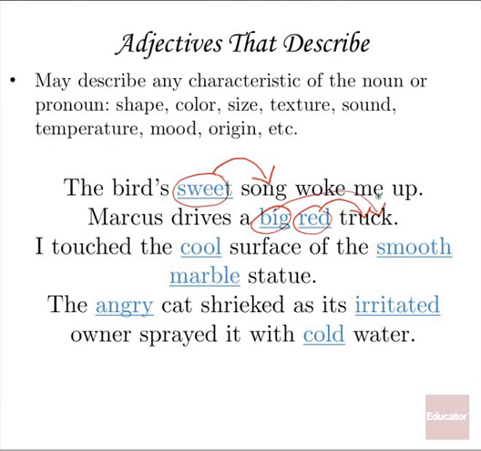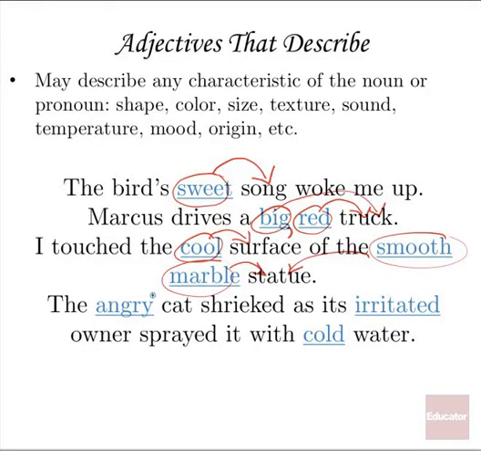All right. Marcus drives a big red truck. Both big and red describe truck. And you notice that we can stack adjectives up in English. Sometimes they're separated by a comma, not always, but you can stack up several adjectives in front of a noun and they will all modify whatever noun comes right after them. All right, I touched the cool surface, describing the temperature of the surface, of the smooth marble statue. Smooth and marble both describe statue. Smooth describes the texture, and marble describes its composition, what it's made of.